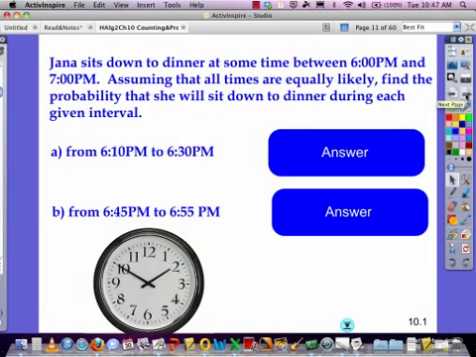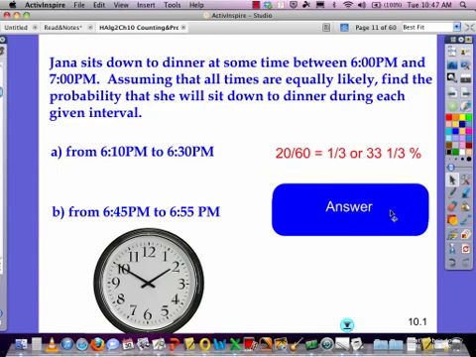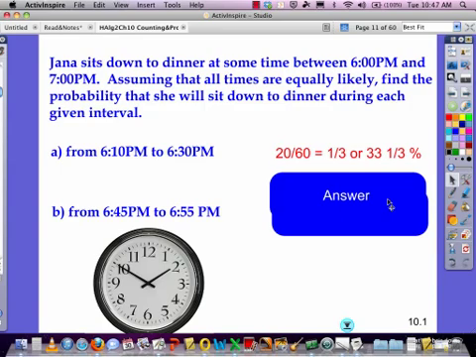Now, next one. Jana sits down to dinner at some time between 6 p.m. and 7 p.m. Assuming that all the times are equally likely, find the probability she will sit down to dinner during each given interval. So choice A, 6:10 to 6:30. Most people say that's a 20-minute period, and 20 minutes out of the total hour that we're talking about for dinner. So 20 out of the hour, 20 out of the total. Again, you can express it as a fraction in lowest terms, which would be the 1/3, or the 33 1/3%.